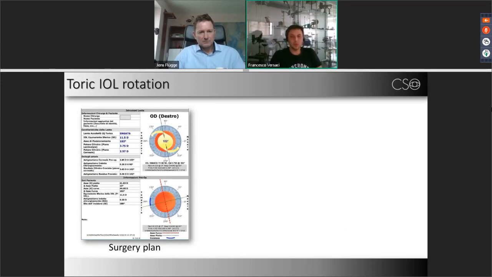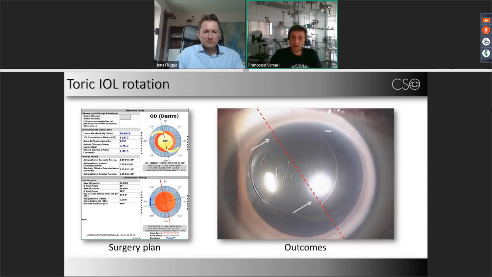A very interesting topic that we are going to talk about now is the toric IOL rotation. As you know, it's very common to implant a toric IOL when we have to correct some kind of corneal astigmatism during IOL surgery. But sometimes the outcomes are not the ones that we planned during the preoperative phases. So, as you can see in this case, this patient ended up with a different axis of the IOL with respect to the one that was planned.